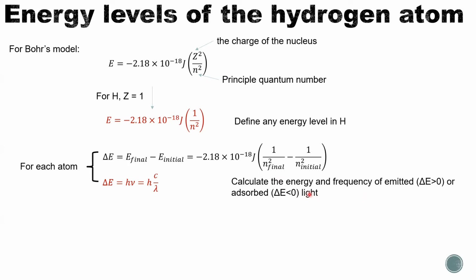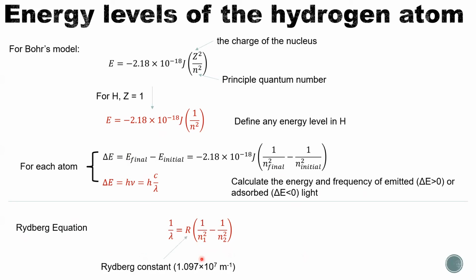Besides these two equations of Bohr's model, we have another equation to directly apply to the energy difference of the two energy levels. That's called the Rydberg equation, which directly corresponds to the wavelengths of emitted or absorbed energy between two energy levels of a hydrogen atom. This R is not a universal constant. It's the Rydberg constant, 1.097 times 10 to the 7th per meter. If used in an exam, this constant will be provided.